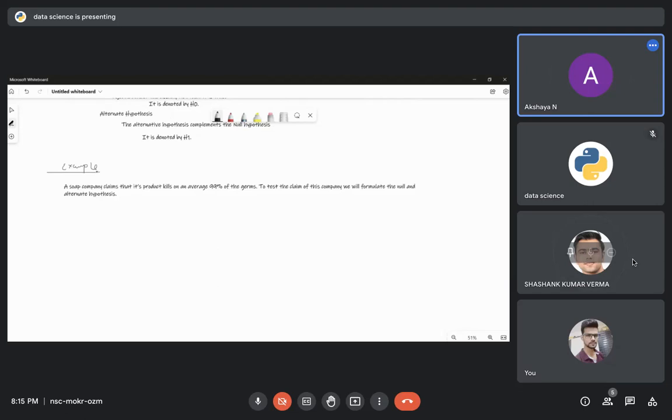So what I was saying, I was talking about the critical region. Let's understand it with an example. Suppose you are looking to rent an apartment, and your budget is 15,000 per month.